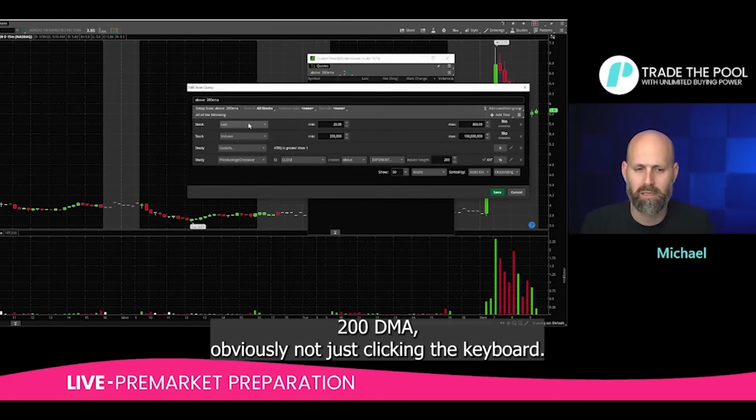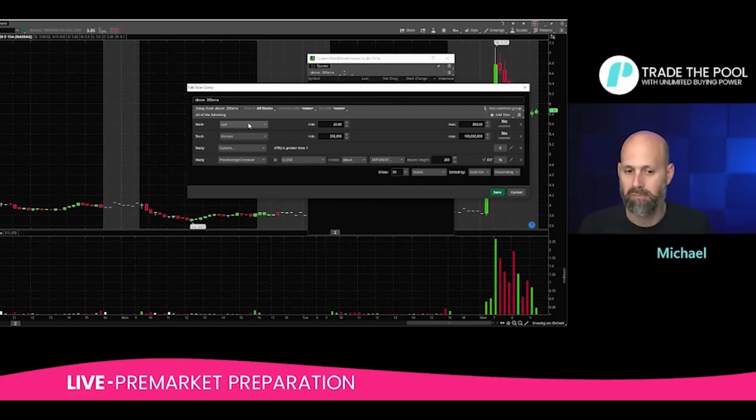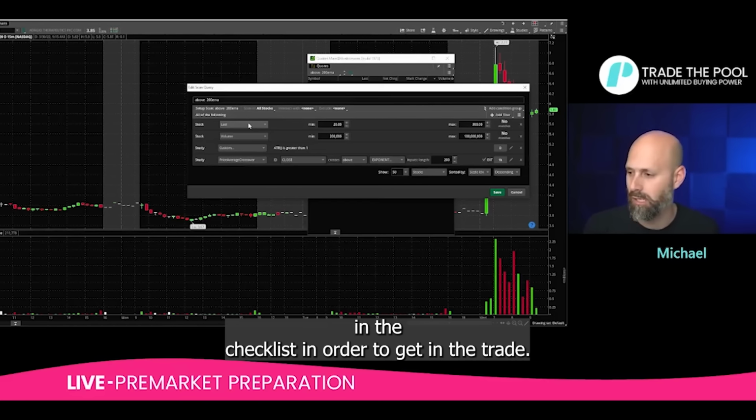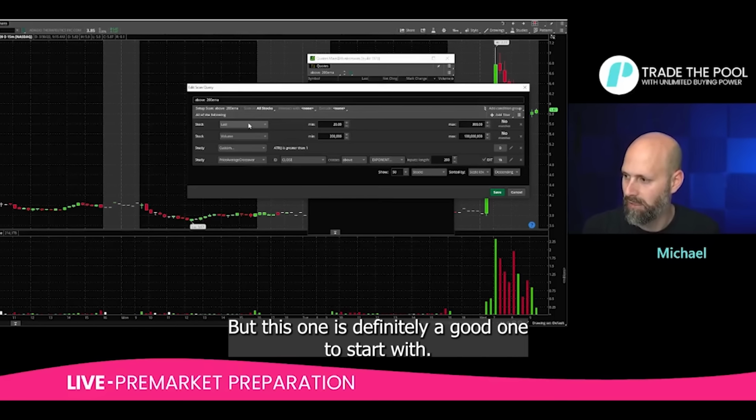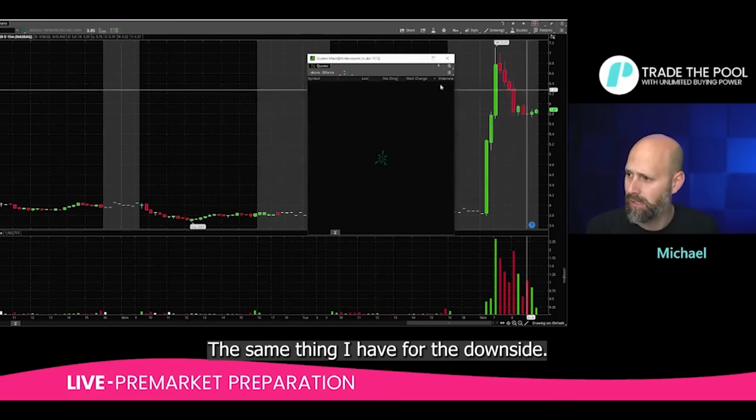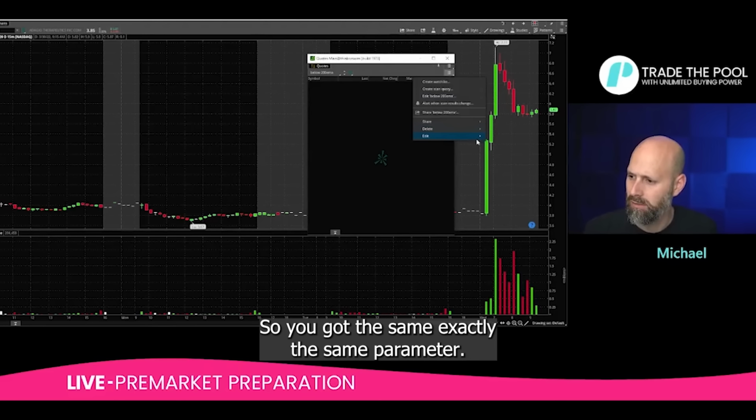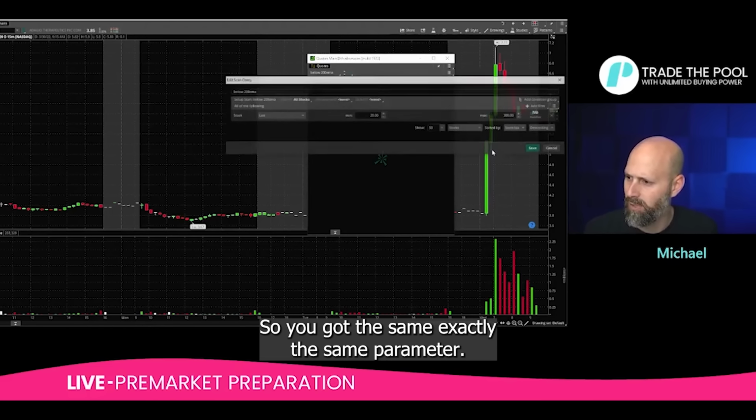Obviously, not just clicking the keyboard as soon as it closes above it. We've got a lot of parameters to give us the last few items in the checklist in order to get into the trade. But this one is definitely a good one to start with. I have the same thing for the downside, below the 200 EMA, so you've got exactly the same parameters.